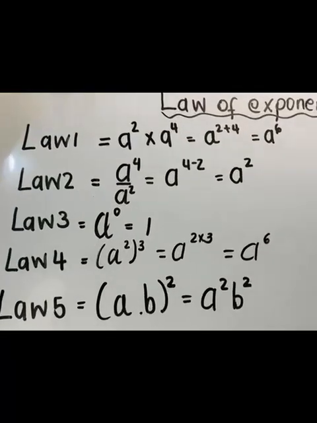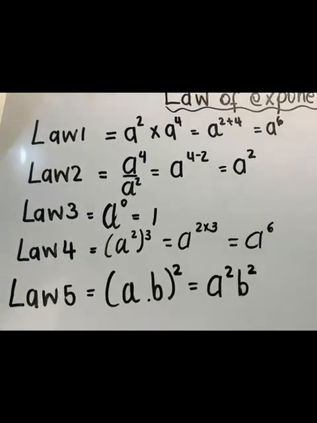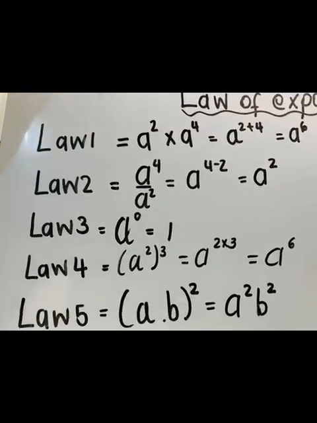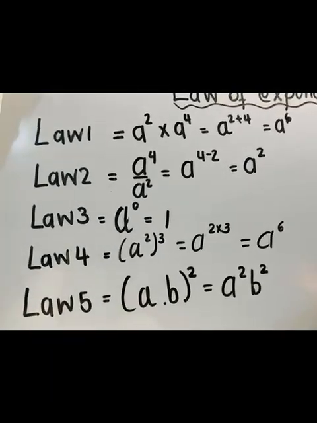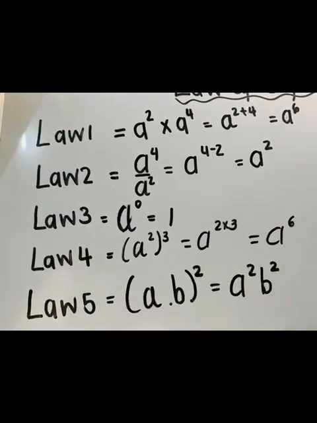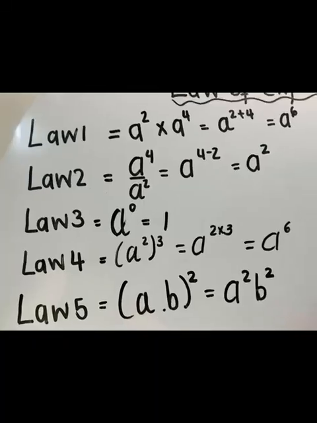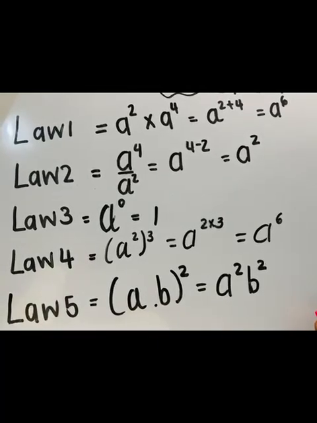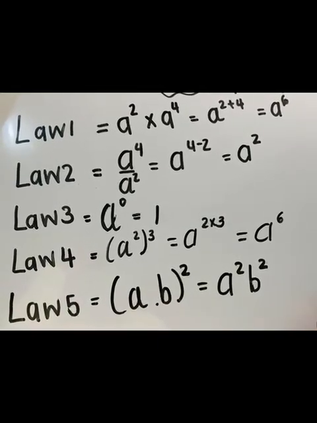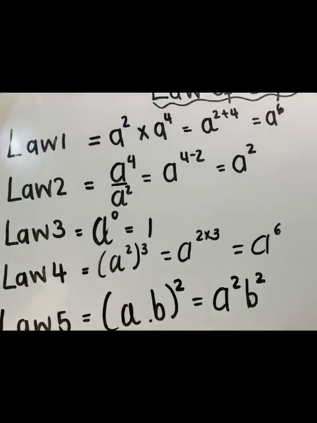So, with exponents, we have a lot of laws. We have 5 laws, but it is a lot because you need to understand what is going on. Yes, 5 laws look very easy, but do we understand what is going on? That is the problem. Right.